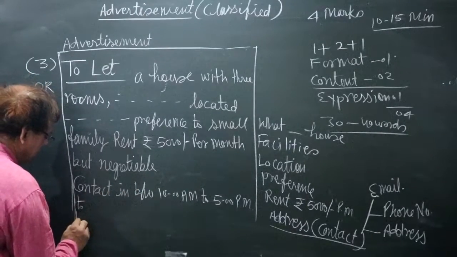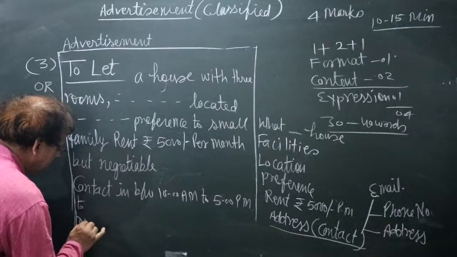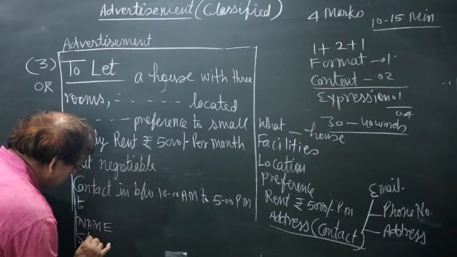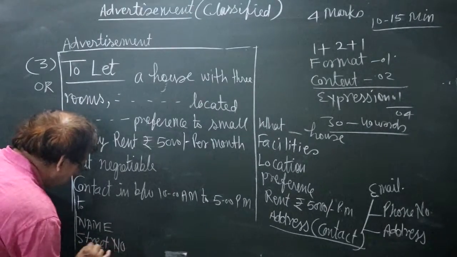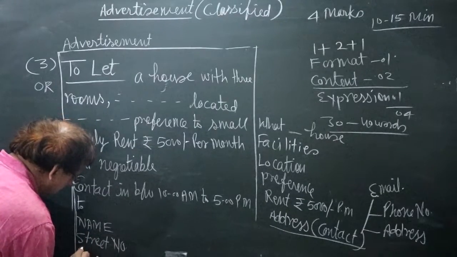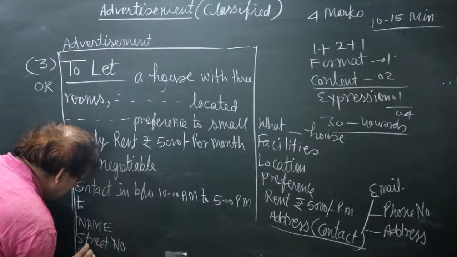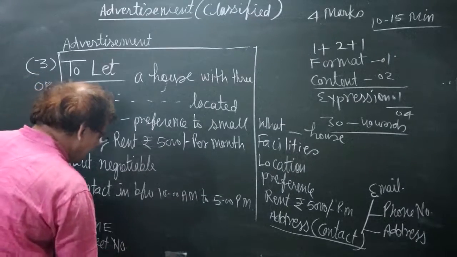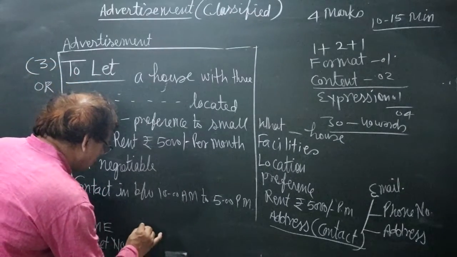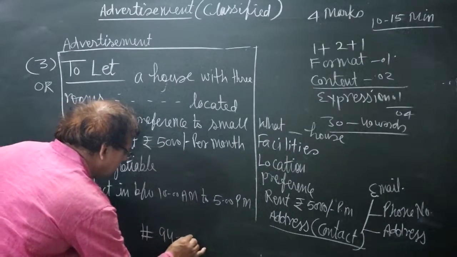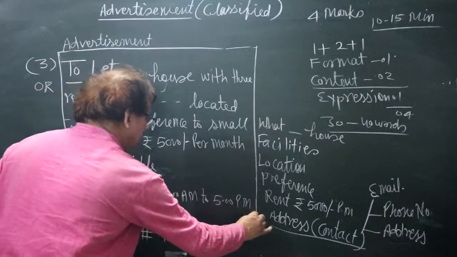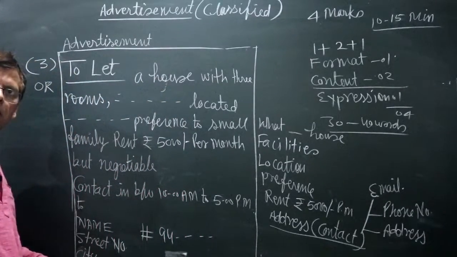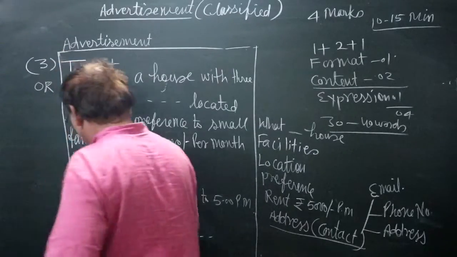Now address: name, street number, and place, town or city. Then phone number. Then close it. Alright. Okay. Means the address. Here should be the address.